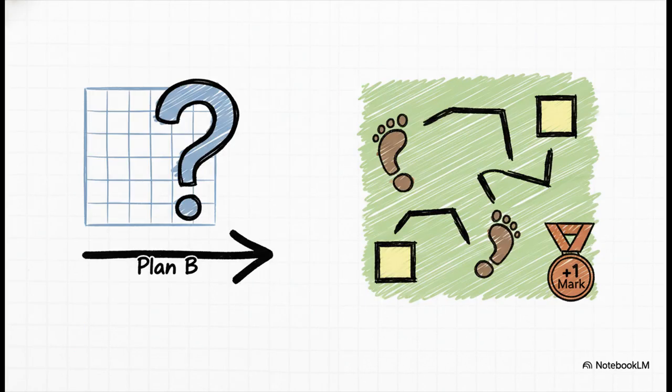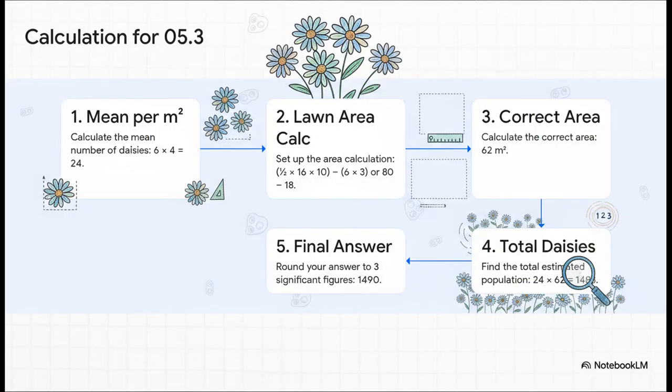But what if your mind goes blank in the exam? Well, here's a great little tip hidden in the mark scheme. If you can't remember the whole grid and coordinates thing, describing a random walk can still get you 1 mark. It shows that even if you can't recall the perfect answer, a valid scientific alternative can still get you some credit. Okay, now for the big one, the calculation in 05.3.